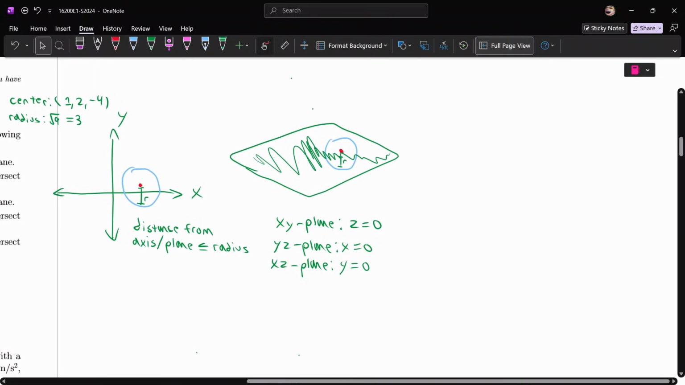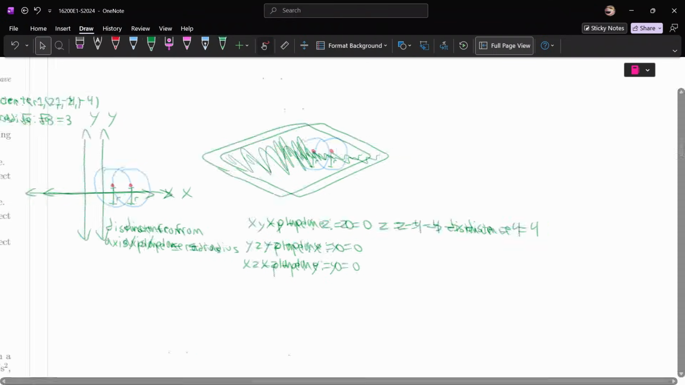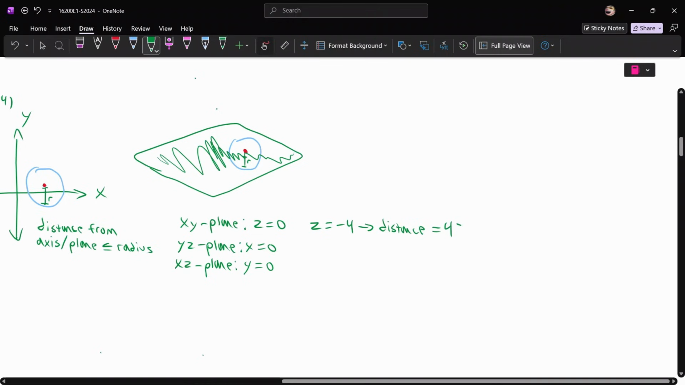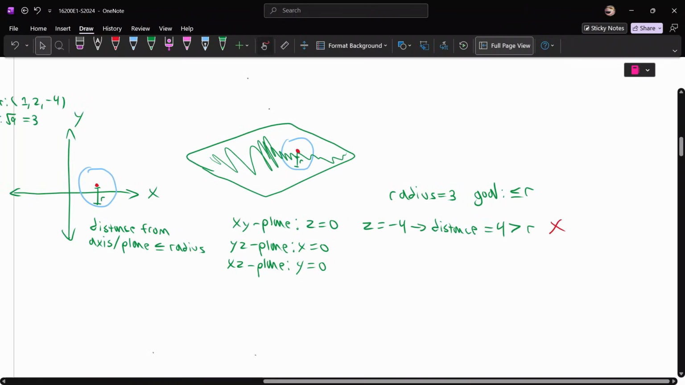We can see that z in this case is equal to -4, which means the distance from the plane is going to be equal to 4. And 4 is greater than our radius, which is 3. So we know that radius equals 3. The distance needs to be less than or equal to r, and 4 is greater than r. So we know that the xy plane does not intersect with the sphere.